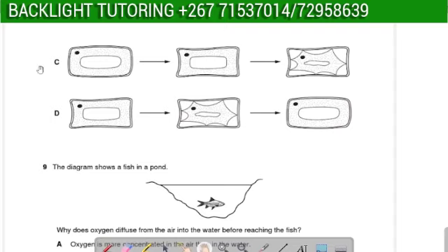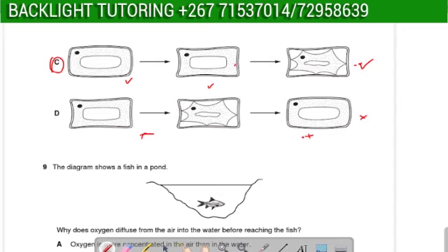So let's look at C and D. C, we have the regular shape here. This is the beginning regular shape, and then the shape is changing because water molecules are moving out, and then it is squeezed. So this one is the best. This one is wrong because the regular shape is at the end. So C is the best answer.